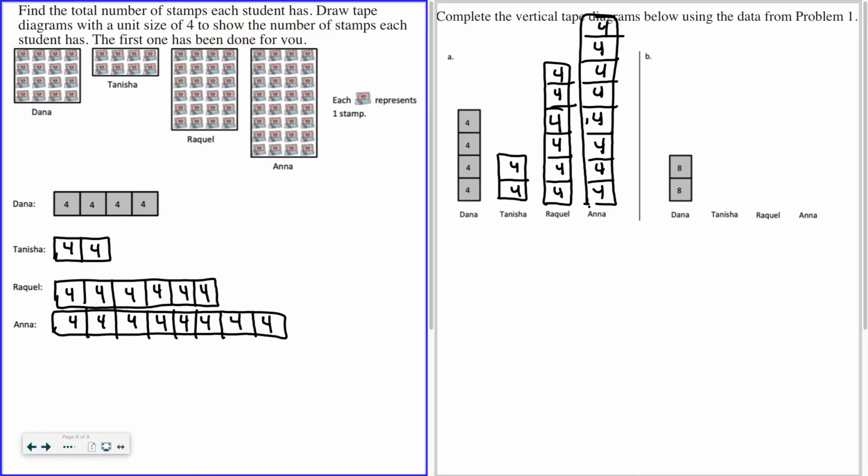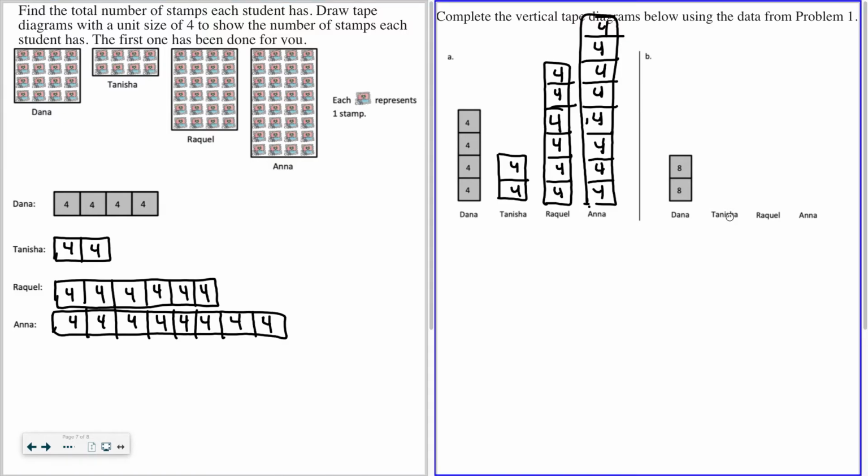How many parts am I going to give Tanisha in my vertical tape diagram? Now using 8 instead of 4 as my parts. So I would just use 1, right? Because she only has 8 stamps and each part is 8, so I'm just going to have 1 part.